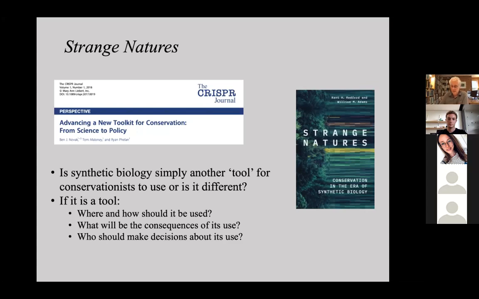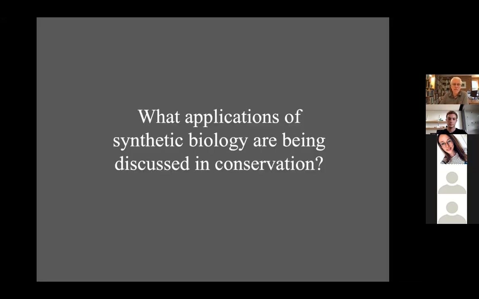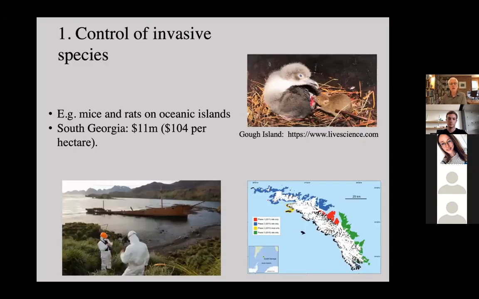That's what we look at in the book, and I'm going to say a little bit about how that might work today. Well, first of all, what applications are being applied? How are conservationists interested in the possibilities of applying novel genetic technologies to their conservation work? Well, the first one is in the control of invasive species. Invasive species are a major threat to biodiversity, but particularly in certain circumstances, like on oceanic islands, where you have a very highly specialized fauna and flora, mice and rats.